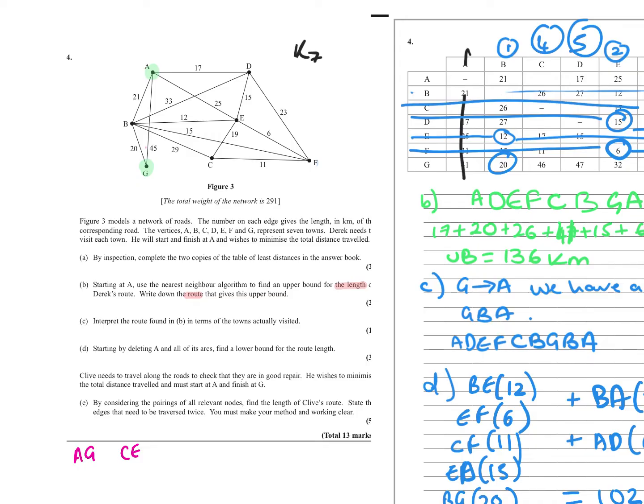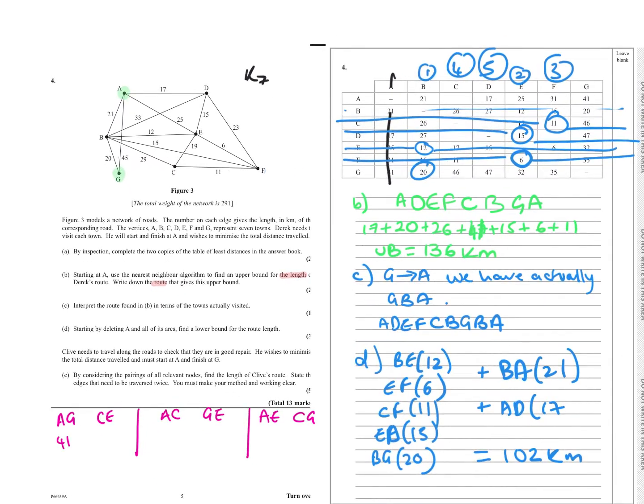Yes? Perfect. So what we're going to do is look at the combinations. We've got AGCE, I've got AC and GE, and then I've got AE and CG. So I've got 3 different pairs. So now what I need to do is have a look at the pairs. So AG, we know that is 41. CE 17. Does anyone know why this question is now really easy?